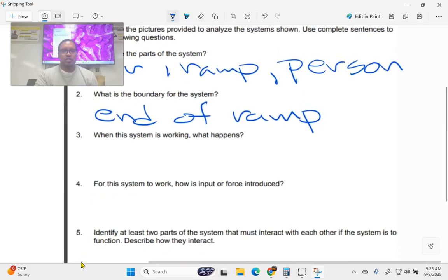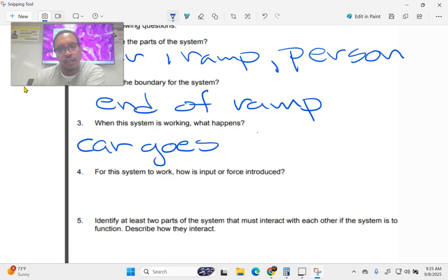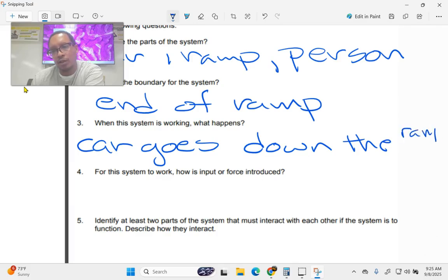And then when the system is working, what happens? Car goes down or accelerates down the ramp. That would be correct. So I'm going to go ahead and put that right there. Boom. Let me get an actual P on an M on there. Okay, cool. For this system to work, how is input or force introduced?